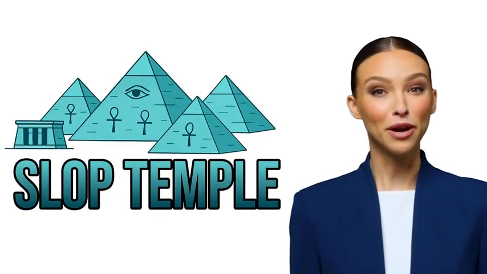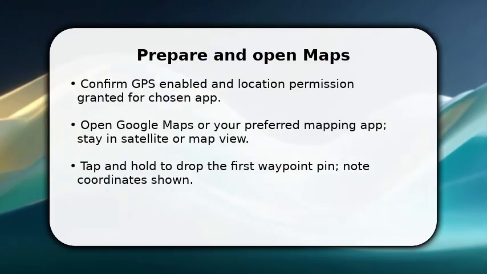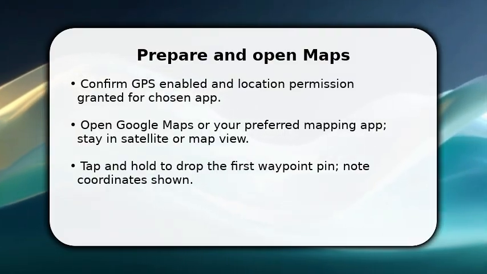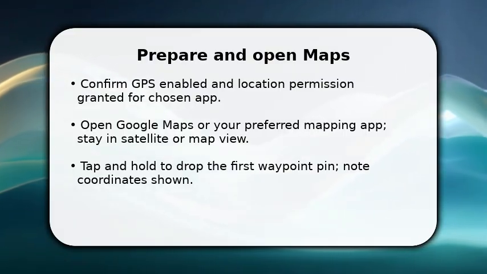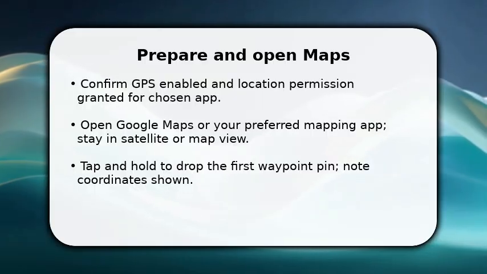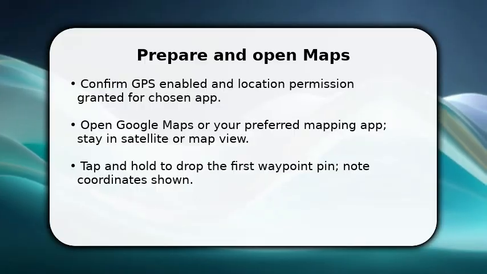We pray this video helps. You start by confirming GPS is on and the map app has location permission. Open Google Maps or an equivalent app and switch to a view you prefer. Tap and hold on the screen where you want the first waypoint, then read the coordinates or place name that appears. This is your anchor.